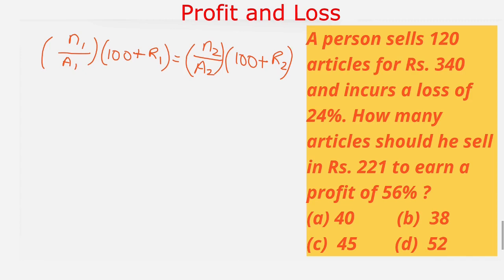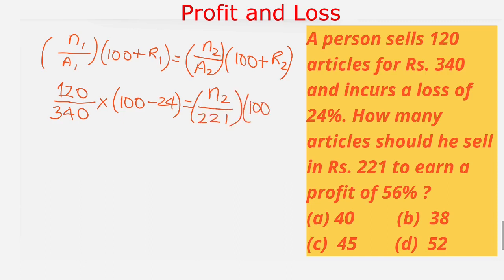You will understand the formula then easily. Here the number of articles is 120 and sold in amount rupees 340 into 100. Now R1 is loss 24%. As it is loss, I will put it as minus 24, equal to N2, which is asked to us, the number of articles to be sold in rupees 221 into 100 plus 56%, as it is profit. R2 is 56, so I will write plus 56 as it is profit. Now we can solve the equation.